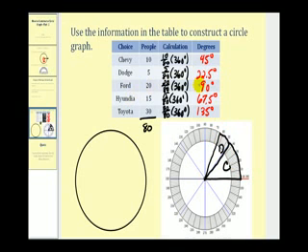The next category is 90 degrees, so I'm going to go ahead and just mark it down here. Because I know that's 1/4 of a circle. So this would be for the Fords.